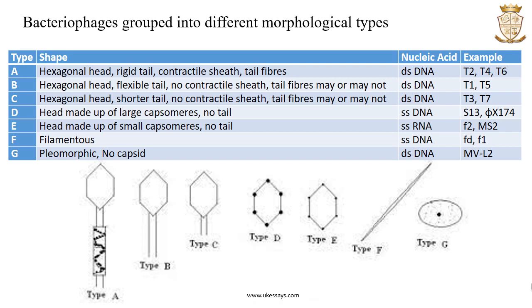Pleomorphic phages do not have any capsid. Their genetic material will be double-stranded DNA, and an example is MVL2. Now we are going to discuss the life cycle or replication of bacteriophages.